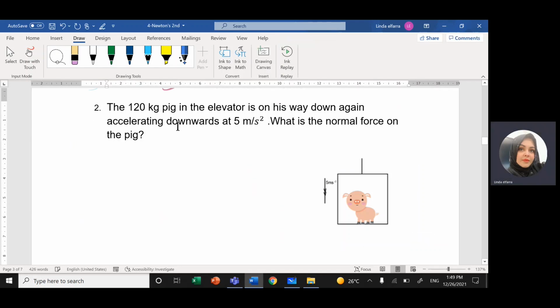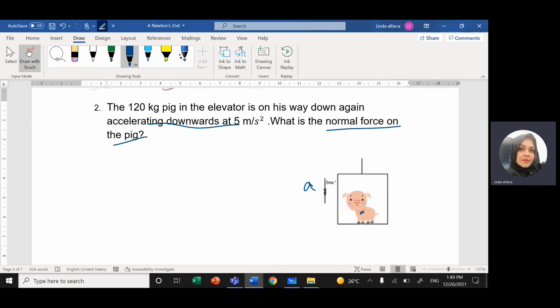The acceleration is downward, 5 meters per second squared. So the direction of the acceleration here is downward. This is the direction of motion. What is the normal force on the pig? So I have to draw a free body diagram.